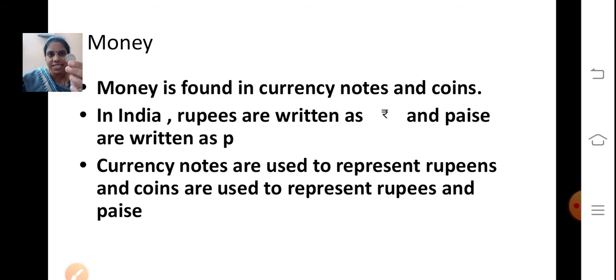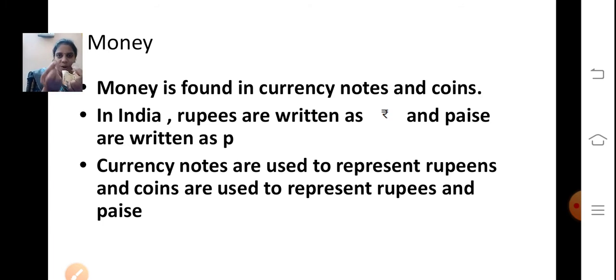Yes. You just see, this is a 5 rupee coin. Can you see this 5 rupee coin? And this is a 2 rupee coin. So, I think you all have seen money, isn't it? If you want to buy something, how will you buy? Yes, with the help of rupees and coins, isn't it? So money is found in currency notes and coins.